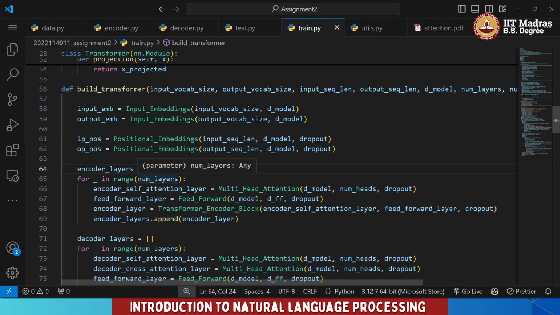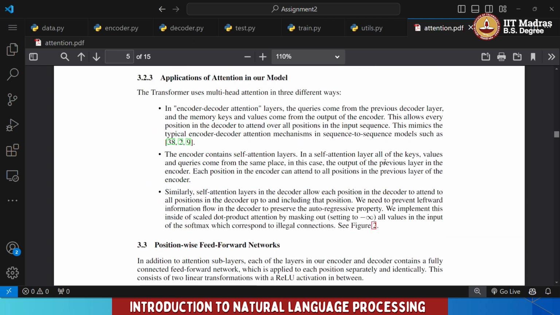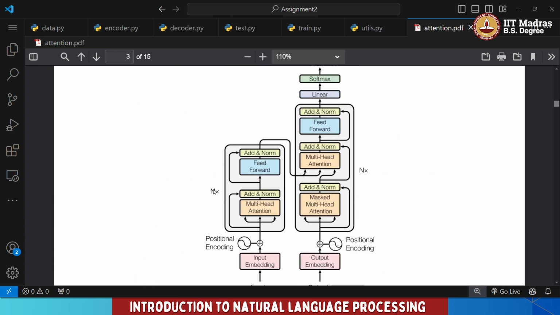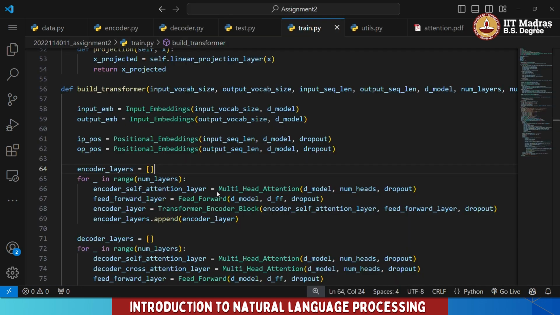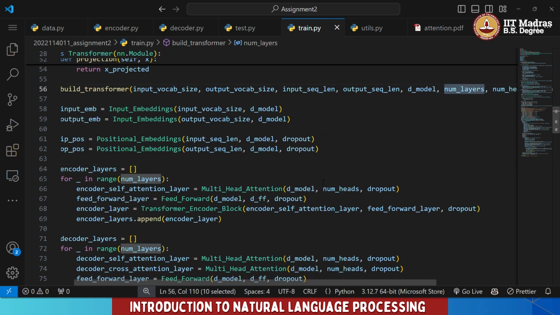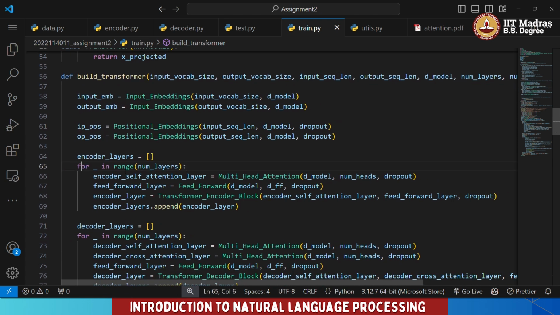Then let's come to the encoder layers. As you know, there is an n number of layers in the implementation. As you can see, this is the encoder part, and this is n times. N is the number of layers. If you remember, we took that as a hyperparameter over here, and that is the number of layers that we're encoding. So for this, because we are not using the variable anymore.